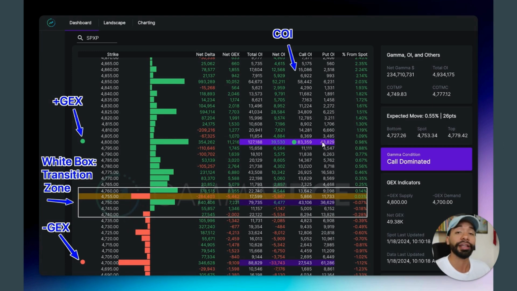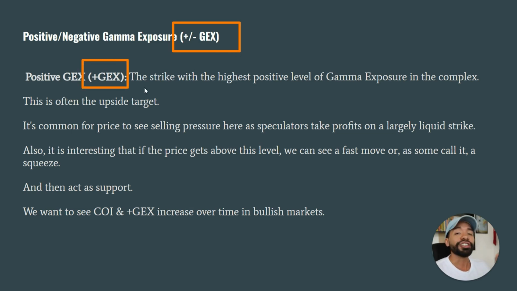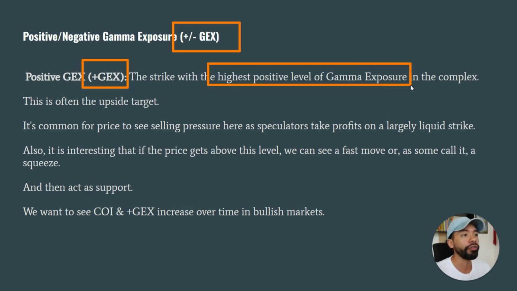So I expect that everything is clear. It's actually super easy. Now let's continue here, and let's talk about the GEX, which is going to be the positive and negative gamma levels that we have in the structure of the options. When we're talking about the positive GEX, this is going to be the strike with the highest positive level of gamma exposure. So you're looking for the highest positive level of that gamma, and that tends to act as a very strong level of resistance.